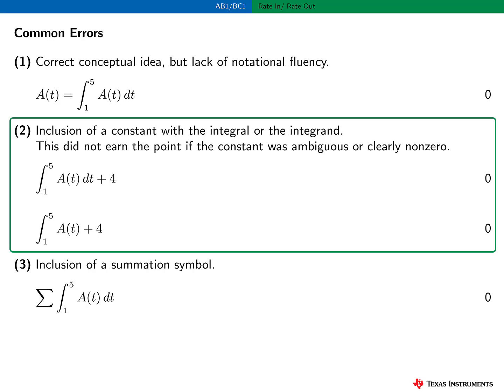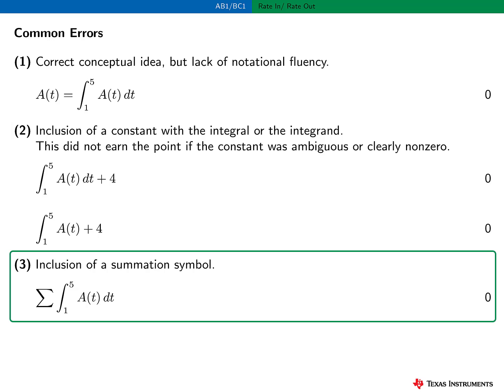Note that in the second expression, the integrand is ambiguous. It's not really an issue here because there shouldn't be an additional constant anyway. But this is a common error in other similar problems. And some responses included a summation symbol. This response did not earn the point.